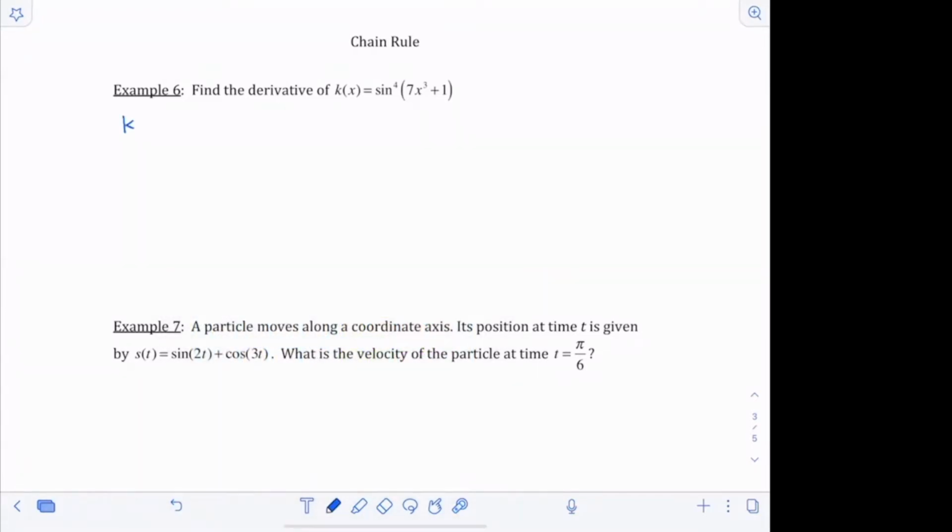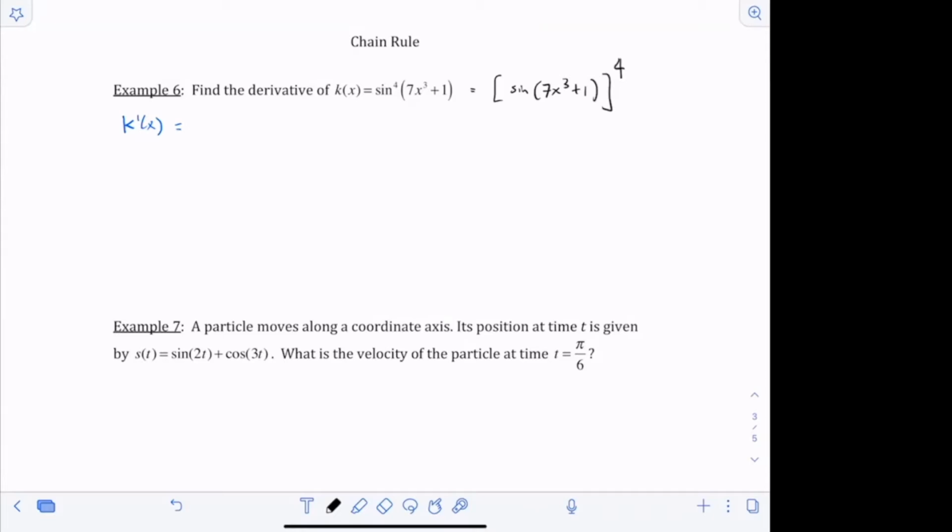What do you guys think the outside function is? Type in the chat box. What do you think the outside function is? See, what you guys wrote is a composition of two functions. What if I rewrite it like this?